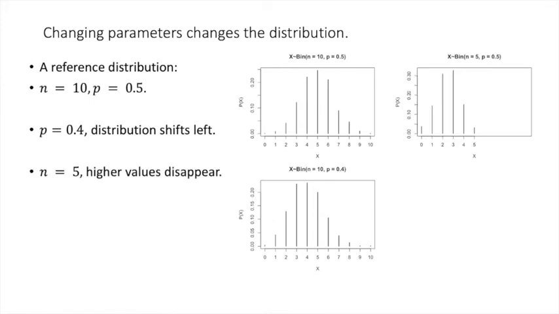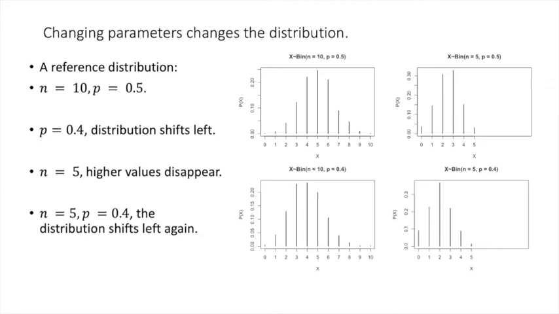But if we bring p back to 0.5 and instead decrease number of trials, that is n to 5, then the higher values simply disappear. That makes sense because with only 5 trials, you cannot see more than 5 successes. Similarly, at n equals 5, if we decrease p to 0.4, the distribution shifts to left again. So essentially, parameters shift a distribution. Some sample code to plot one of these graphs is in the description beneath the video on YouTube. You can play with it and plot more distributions.